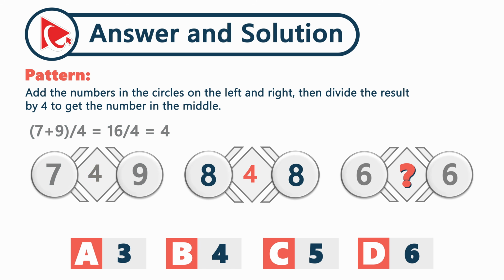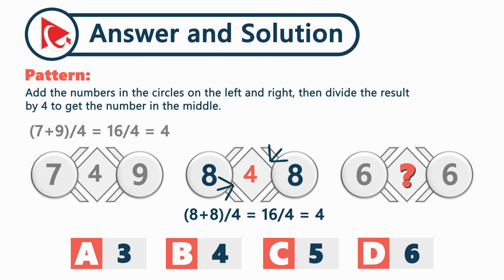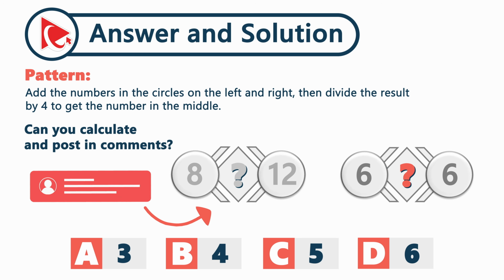Let's confirm this with the second shape. 8 plus 8 divided by 4 equals 16 divided by 4 again and equals 4. And now it's the magic time. Well, almost. Before we jump to calculating the final number, I'd like to make sure you understand the concept. Can you calculate and post in comments? The shape has numbers 8 and 12 on the outside.